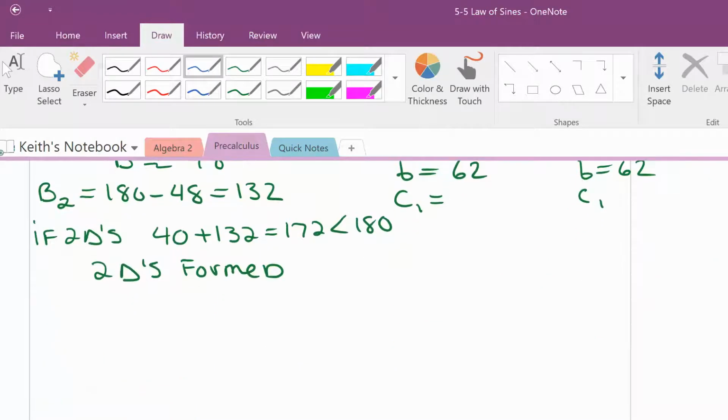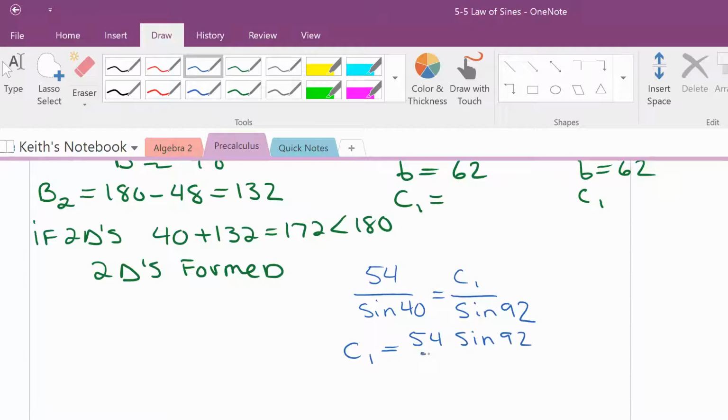Now to find side C in both triangles, in the first triangle, we would go 54 over sine 40 equals C sub 1 over sine 92. And then you cross multiply and divide. And you get that the C is equal to 84.0. So side C here is equal to 84.0.